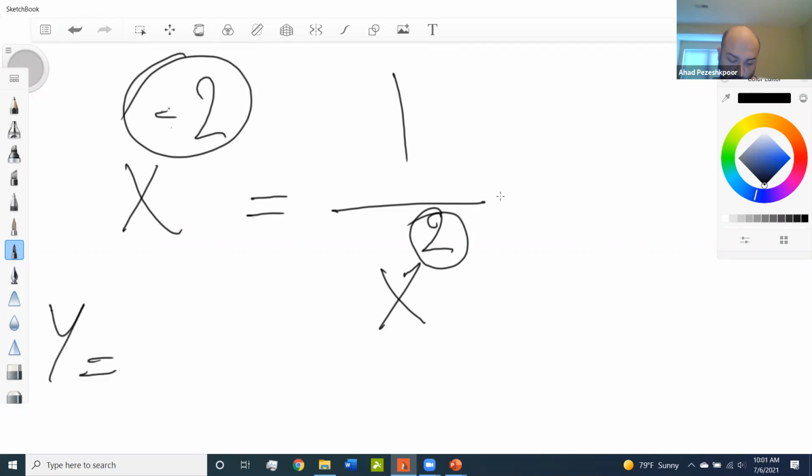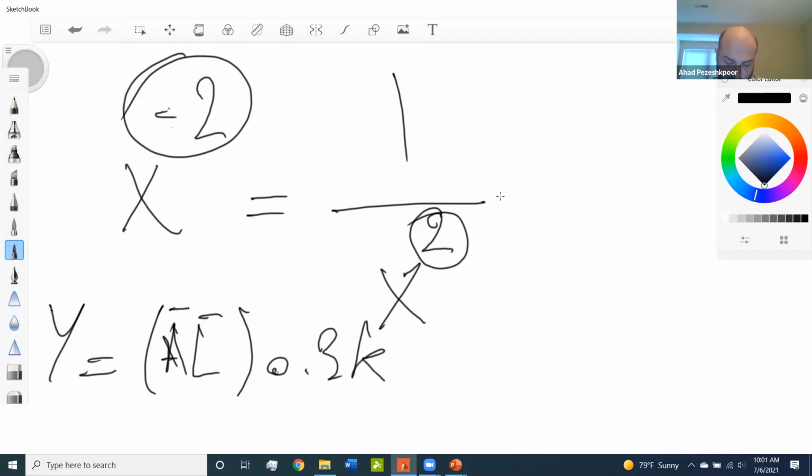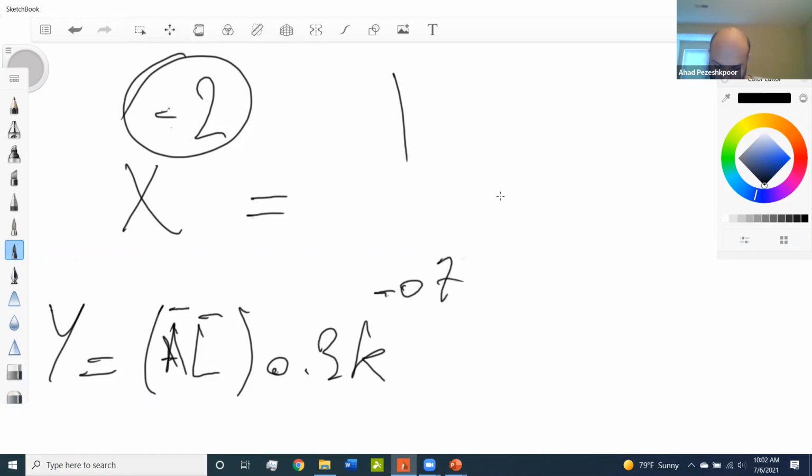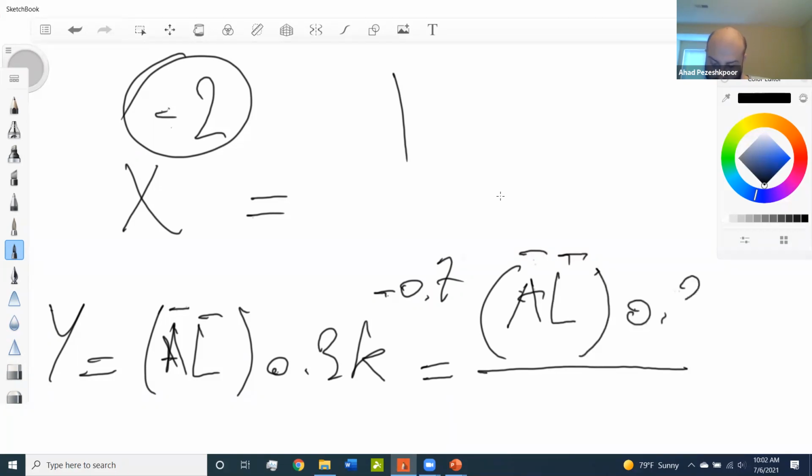So Y equals A bar L bar multiplied by 0.3 K power minus 0.7, which is equal to A bar L bar multiplied by 0.3 divided by K power 0.7. So K here is the denominator of this function.